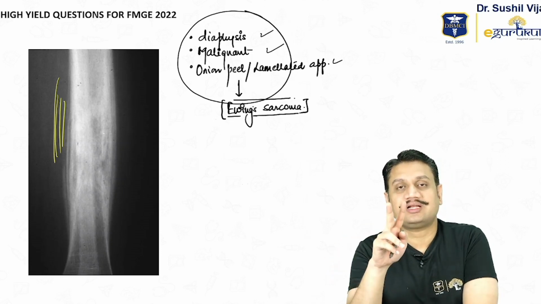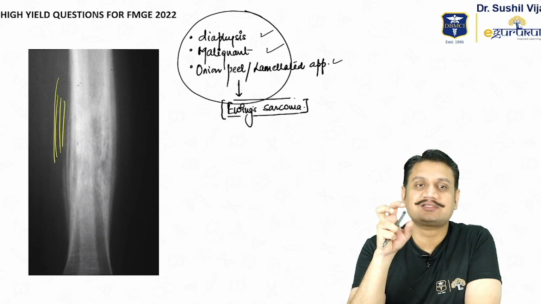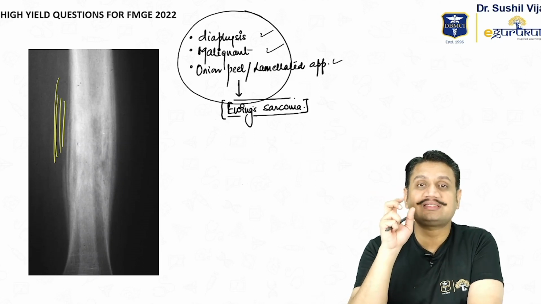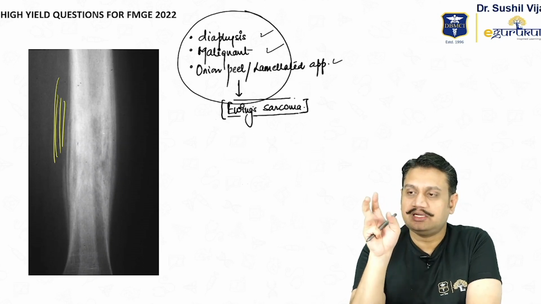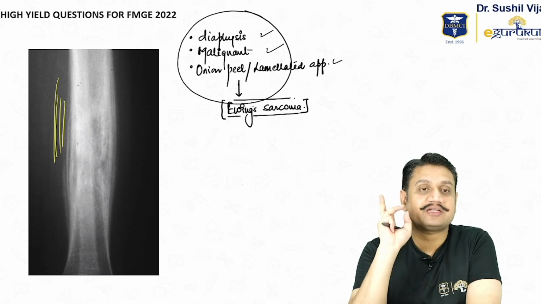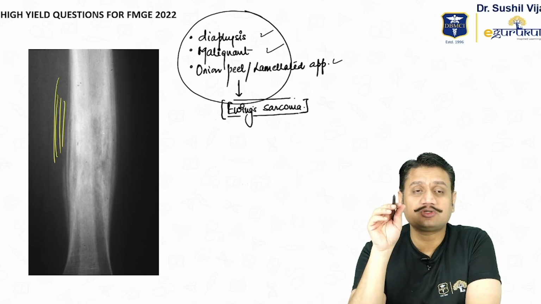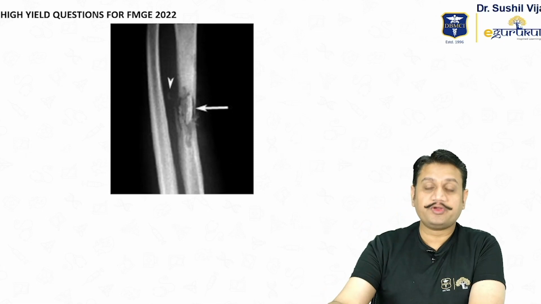So two malignant tumors you'll have to remember. Ewing's at diaphysis, osteosarcoma at metaphysis. So go with the same sequence all the time. Same location, nature, and the special feature. I hope the points about the bone tumor are clear. Okay, moving on to the next picture.